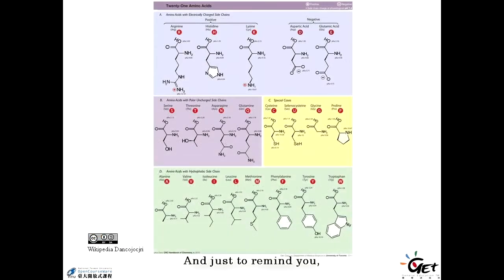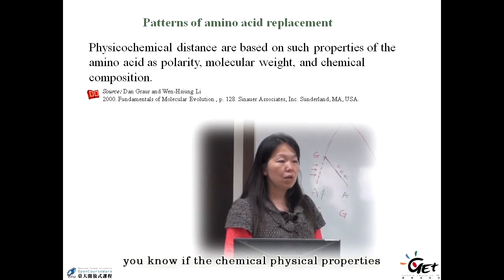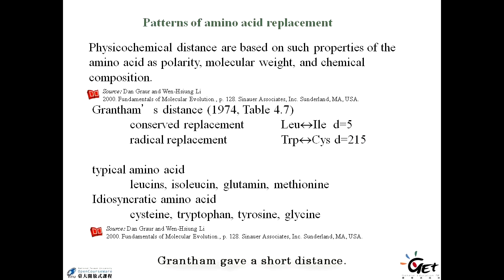And just to remind you, I put this slide with all the different amino acids here. I think this is also from your textbook, maybe from chapter 1, or they repeat it in this chapter, just to show you the chemical structure of the amino acids and the similarity or grouping of all these amino acids. So in this scheme, if the chemical and physical properties are similar, Grantham gives a short distance. For example, leucine and isoleucine, the distance is equal to 5.